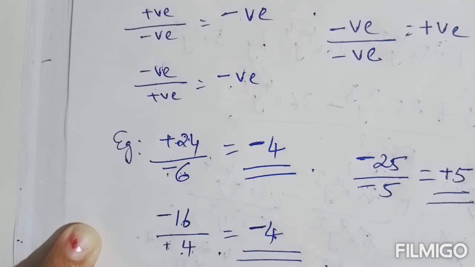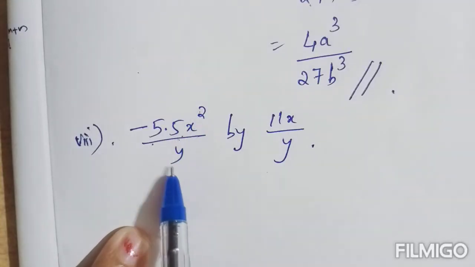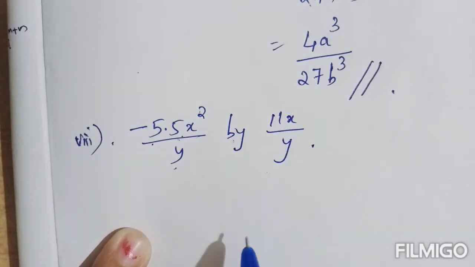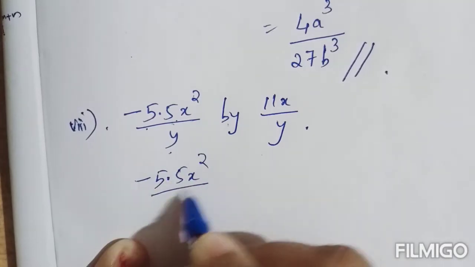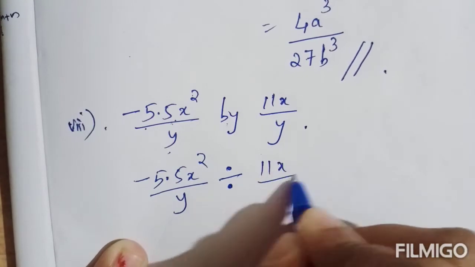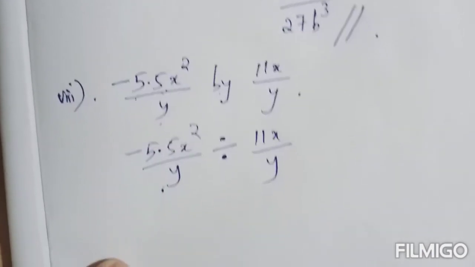Okay. In that, the eighth one: minus 5.5 x square by y, divided by 11x by y. So these two monomials are in fractional form, so for division of fractions, you can use that method.